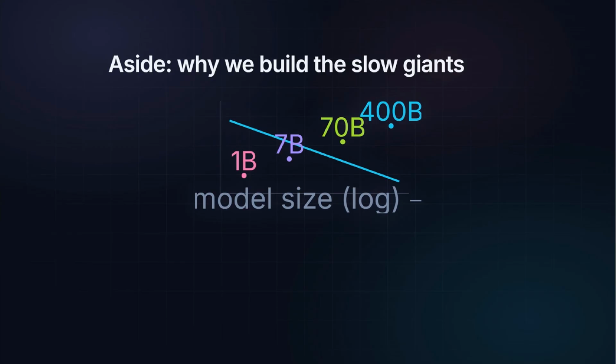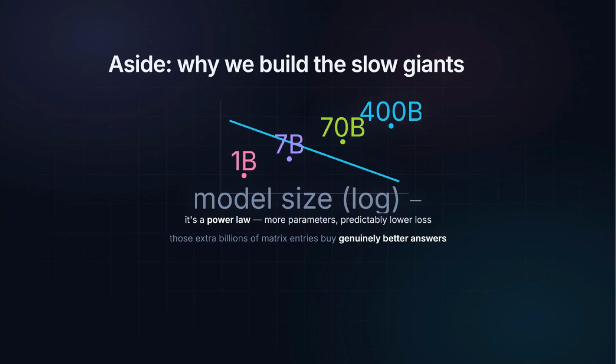A quick aside on why we even build the slow giants. Plot model size against error on a log-log scale, and the points fall on a remarkably straight line. It's a power law. As parameters go up, loss predictably comes down. Those extra billions of matrix entries genuinely buy better answers. But here's a second myth to retire. Bigger is always worth it. The curve bends. Each doubling of size buys less and less improvement per dollar. Returns diminish.